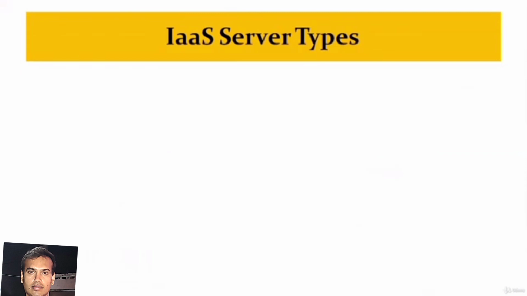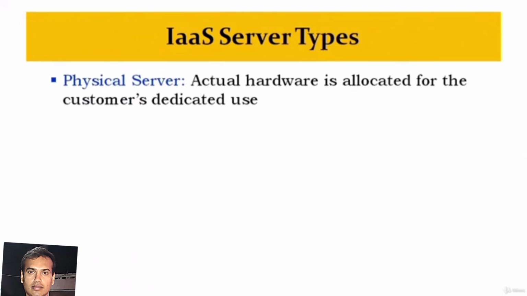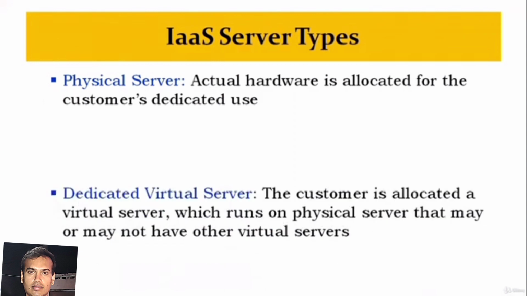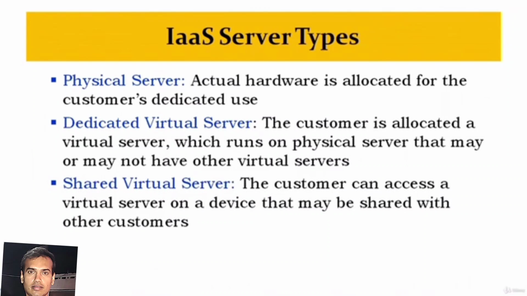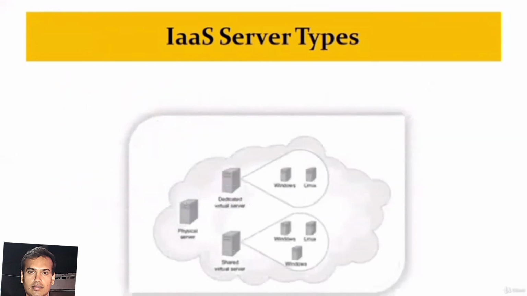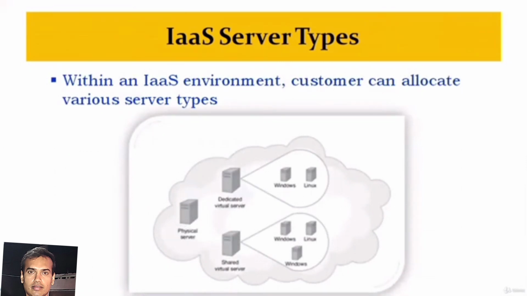Now we'll see the IaaS server types. There are basically 3 server types. The first server type is a physical server. Physical servers are actual hardware allocated for the customer's dedicated use. For dedicated virtual servers, the customer is allocated a virtual server which runs on a physical server that may or may not have other virtual servers. And the third type of server is a shared virtual server. Here, the customer can access the virtual server on a device that may be shared with other customers. So these are the 3 server types. Within the IaaS environment, the customer can allocate various server types. This diagram shows the physical server, dedicated server, and the shared virtual server.